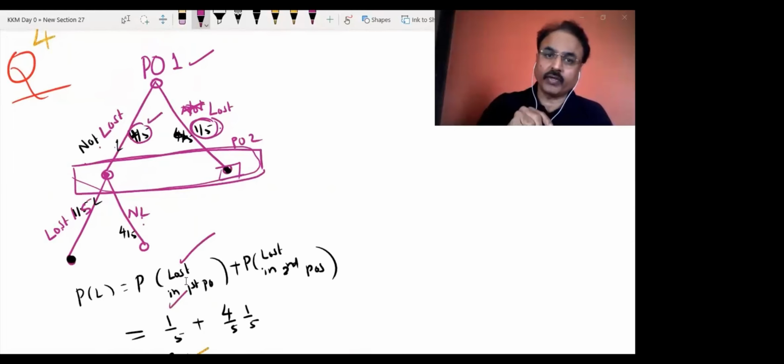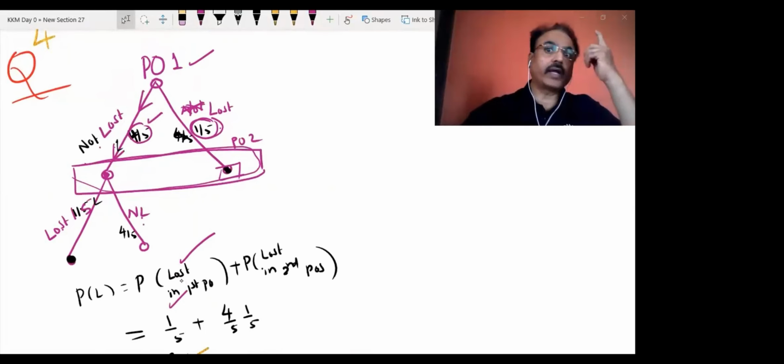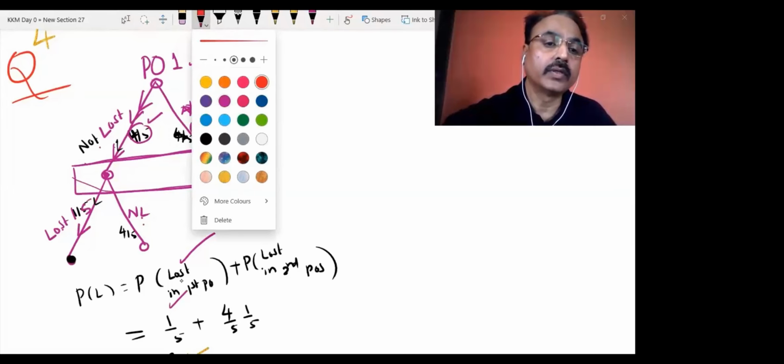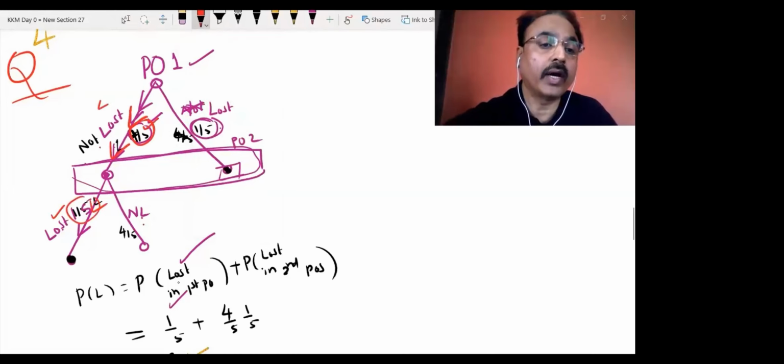If it is lost in the second post office, it has to reach the second post office. If it has to reach the second post office, first via this lane it has to come. So 4 by 5. And whenever I write and, you have to multiply afterwards. And it has to be lost in this way. This way I am showing you the way for the second post office to be lost. So it should not be lost in the first post office, but it should be lost in the second post office. That means 4 by 5 into 1 by 5. This should happen and this should happen, and means multiplication, 4 by 5 and 1 by 5 is written for the second post office.